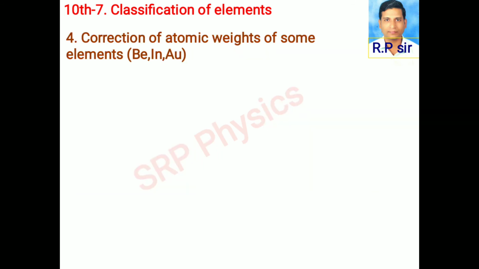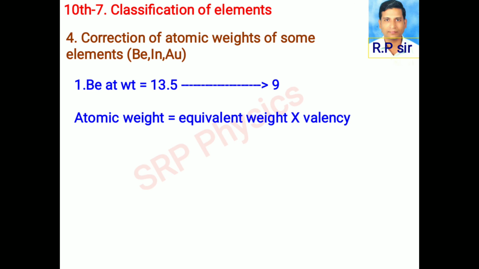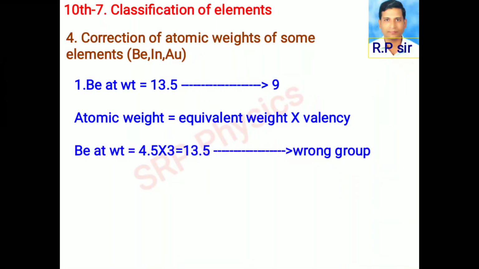Correction of atomic weights of some elements like beryllium, indium, gold. At the time of Mendeleev, beryllium was given atomic weight 13.5, but Mendeleev corrected it as 9. As we know, atomic weight equals equivalent weight into valency. The equivalent weight of beryllium was found experimentally as 4.5 and its valency was thought as 3. Therefore, the atomic weight of beryllium was given as 4.5 into 3 equals 13.5.